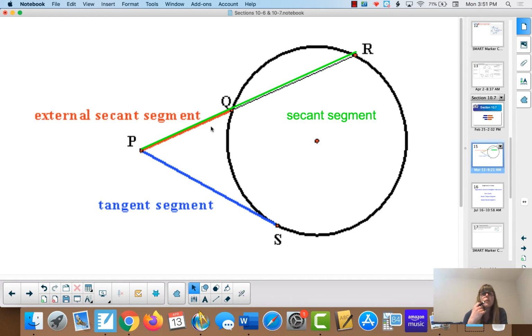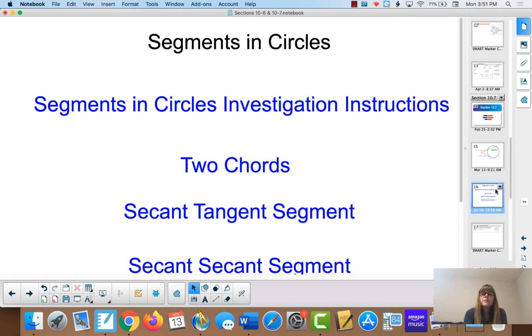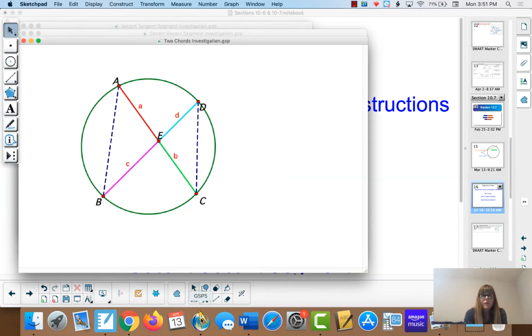So from now on, when I go over the investigation, I will be referring to these segments as the tangent, the whole for the secant segment, and the outside for the external secant segment. So first, we're going to go over the two chords investigation that you are supposed to do. So I asked you to use vertical angles and inscribed angles to figure out how these two triangles are related.